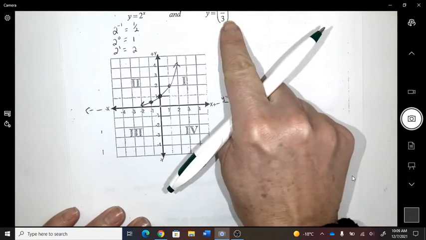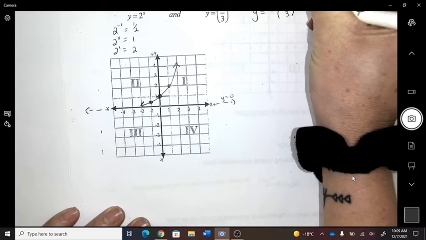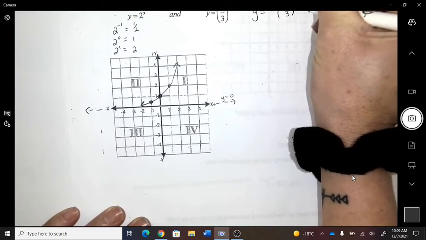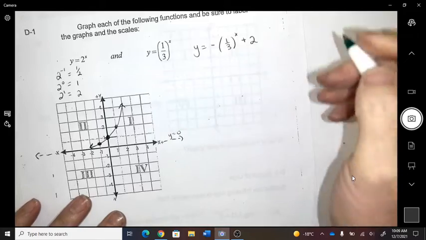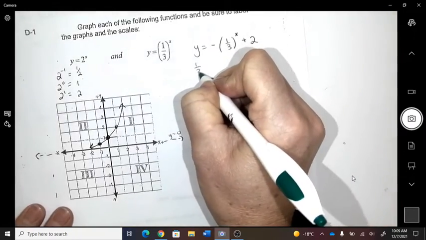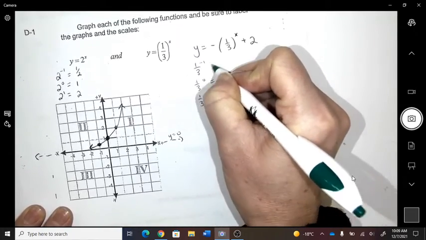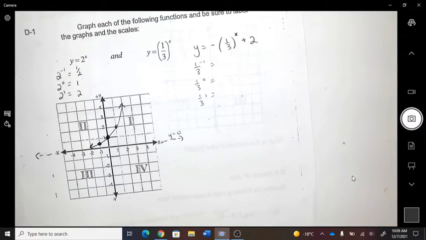You know what, I'm going to change this. Let's do something like this instead. That one's too easy. I'm going to have some transformations on your test, so I may as well practice a few with some transformations in it. The base is 1/3, so I'm going to do the same kind of startup. I usually take a -1, a 0, and a 1.